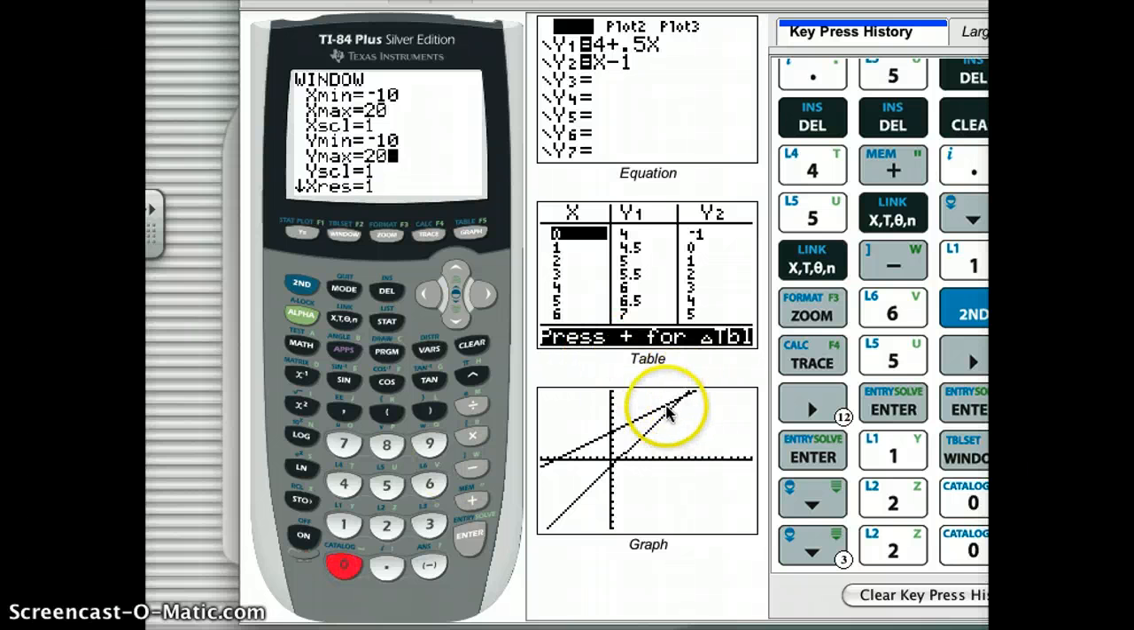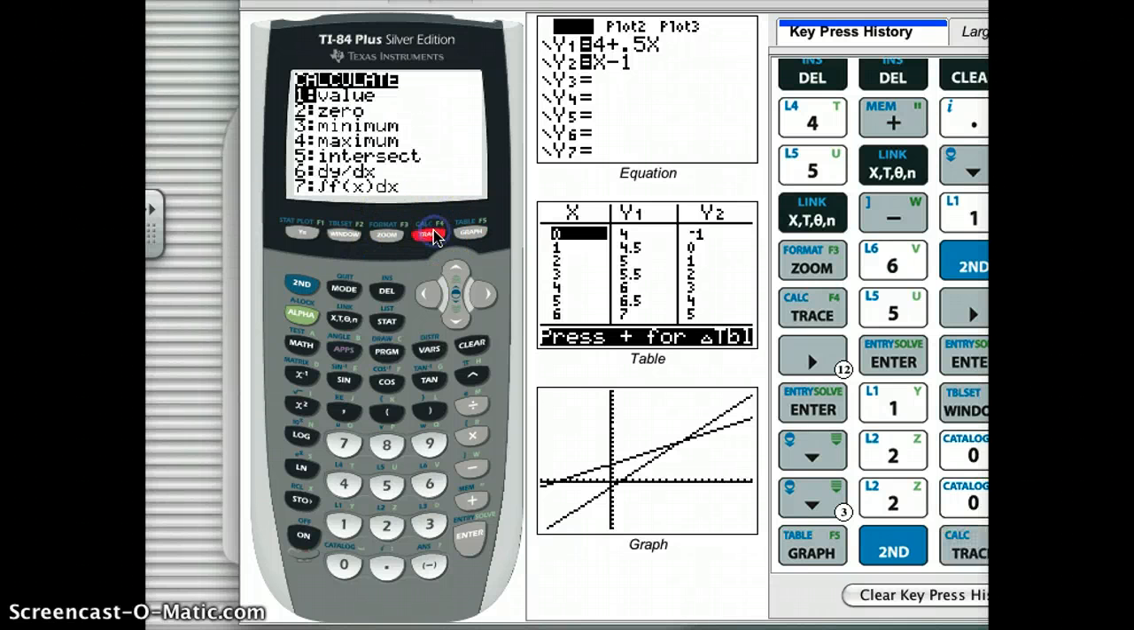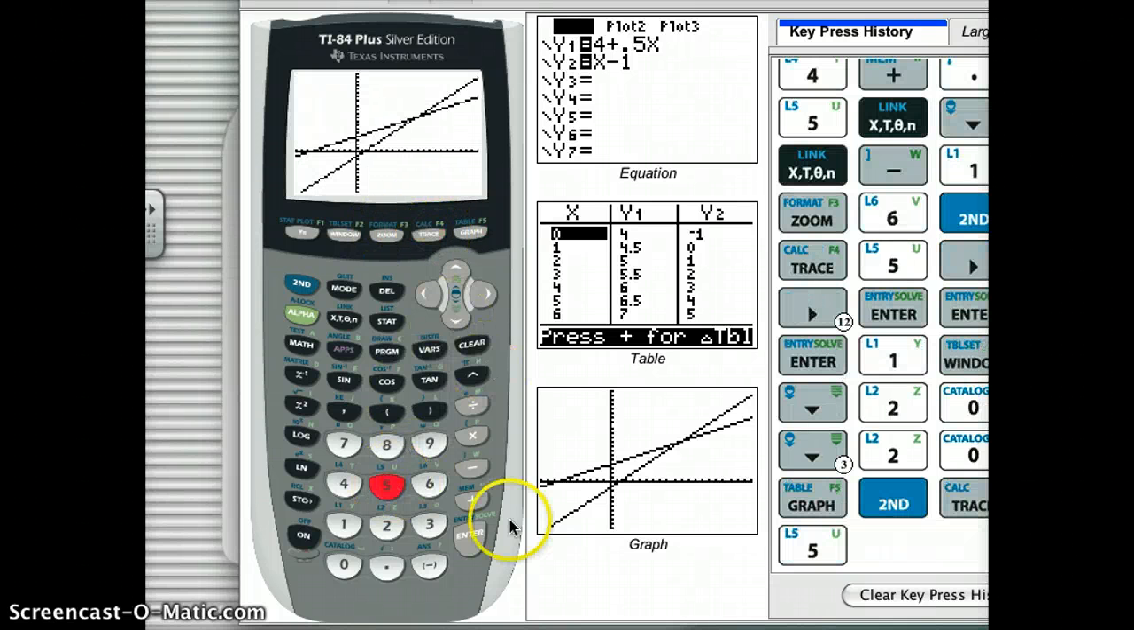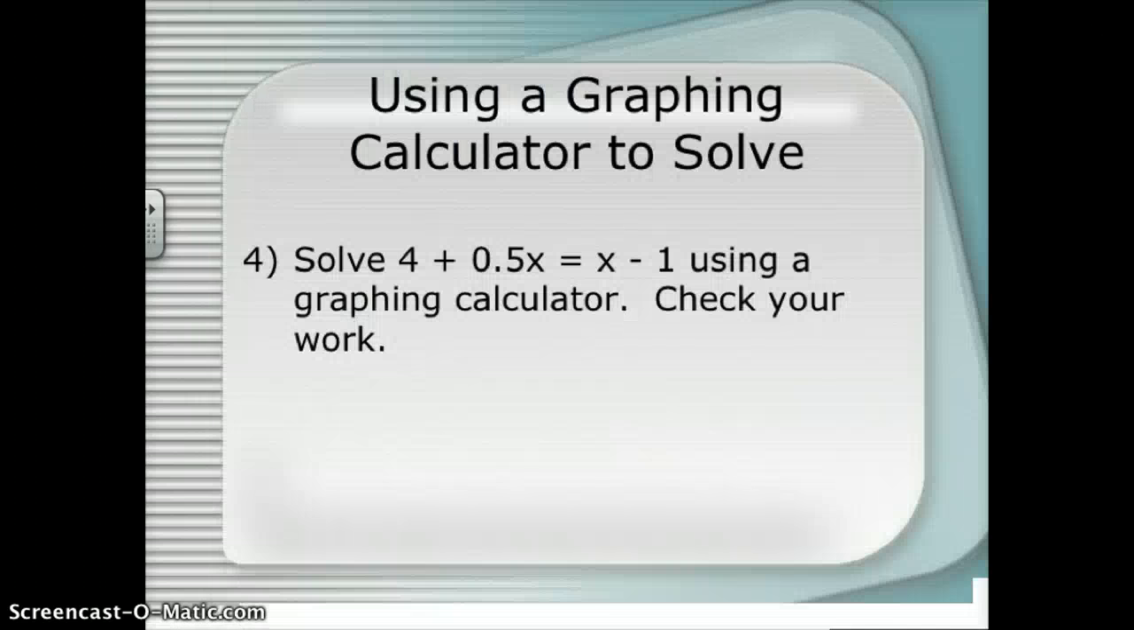Now I think I can see a little better in that new graph where it changes. So we'll hope that works if I try this again. I'm going to go second calc again. 5, which is intersect. I'm going to try enter, enter, enter. Okay, and now it looks like it can see where it is, and it looks like it's the point x equals 10, y equals 9. I'm going to go back to my screen and we'll think about this.